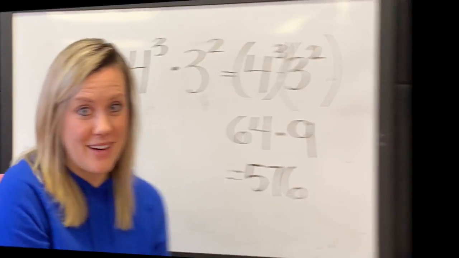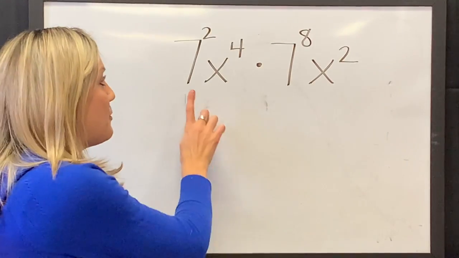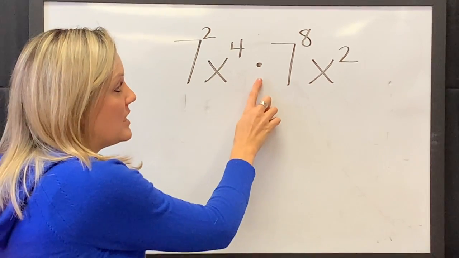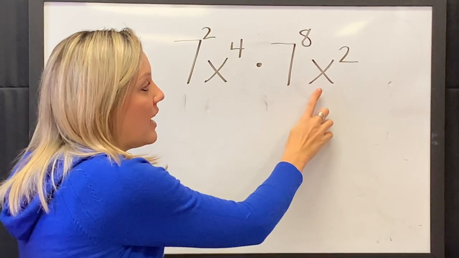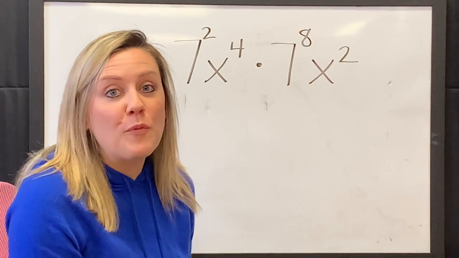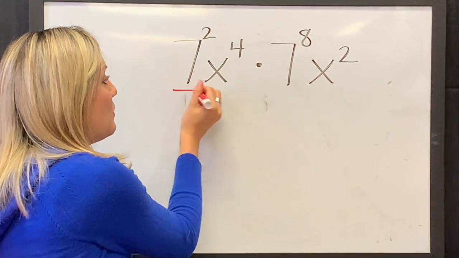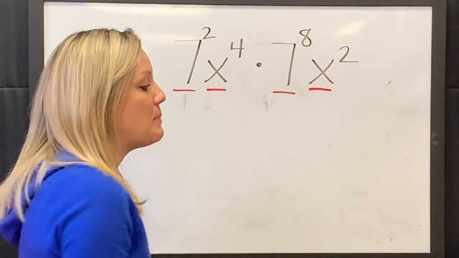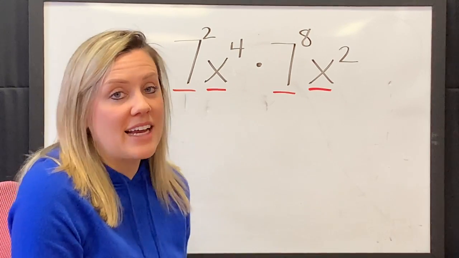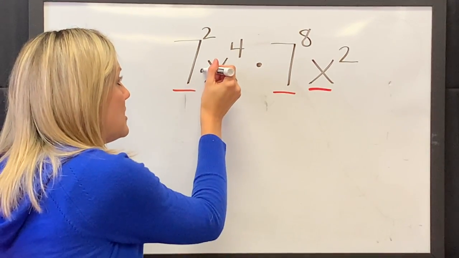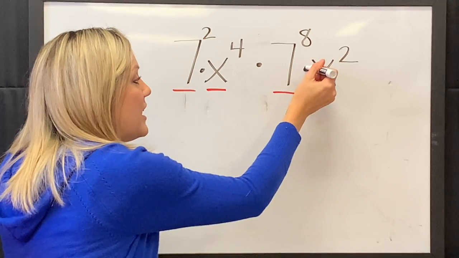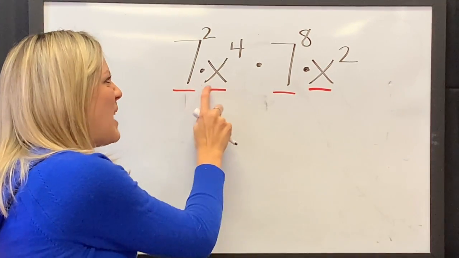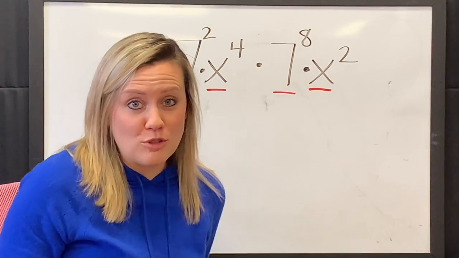Let's keep going. Here is our next example. We have 7 squared x to the 4th power times 7 to the 8th power x squared. So what I want you to notice is we are dealing with 7s as bases, and then we are dealing with x's as bases. If I decided to insert a multiplication symbol in between these right here, that would not change my answer, because when these are right beside each other, that means multiplication.